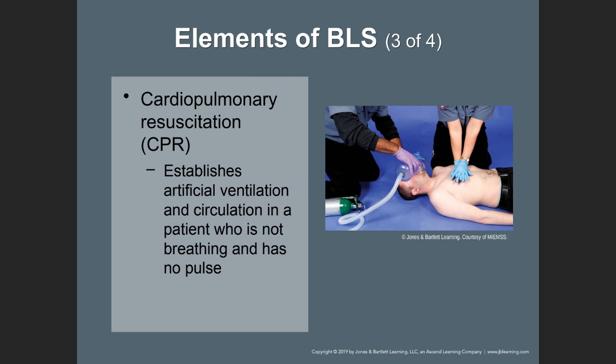However, just keep in mind for your very young pediatric population, your newborns, your neonates, your infants, they don't have to be pulseless for you to start chest compression. They need to have a pulse that's less than 60. So just remember that.